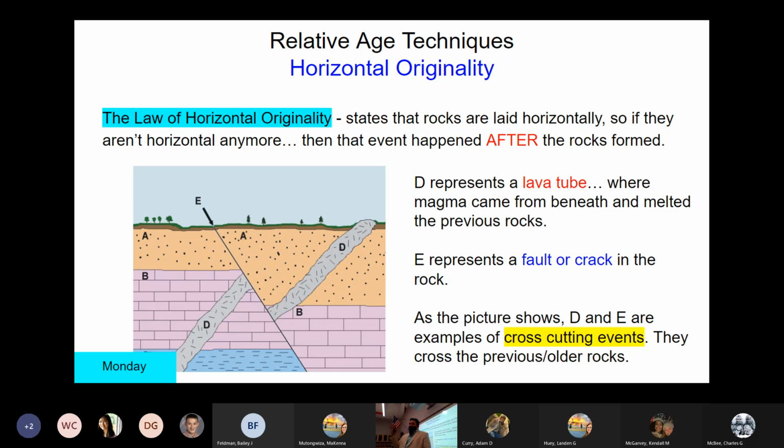So if you have them on a slant, if they are bent, if they are broken, if they are melted, if something happened to make them not horizontal, that must have happened later. It must have happened after the rock was formed.